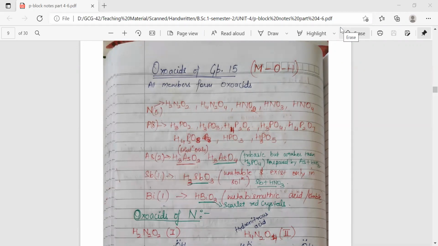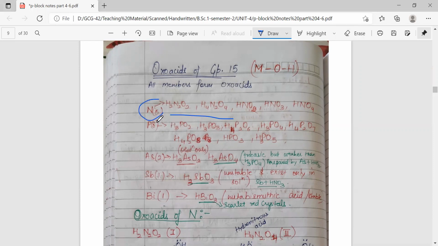In case of group 15, all the elements exhibit oxo acids. Nitrogen is having 5 oxo acids as shown here. These are the formulas of the oxo acids of nitrogen and phosphorus, as phosphorus is having 8 oxo acids. This we will be discussing in detail.